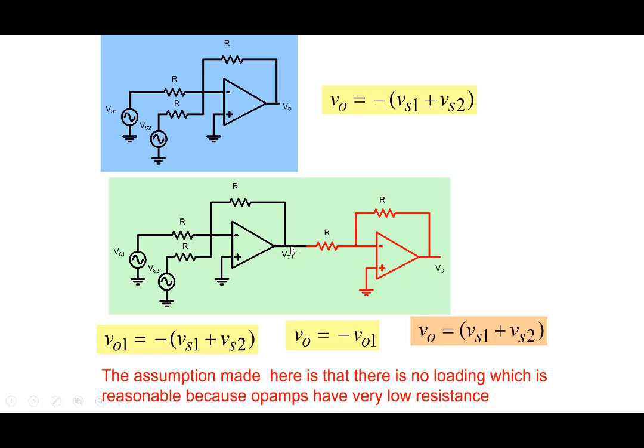So whether you leave this terminal open circuit or you connect something to it, the output is not getting affected here. So we'll assume that you can freely connect different blocks of op-amp circuits, and one block will not affect the characteristics of the second block here.